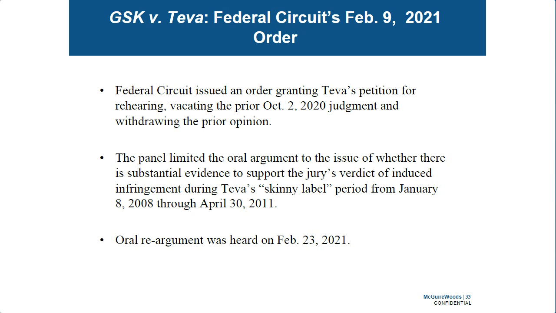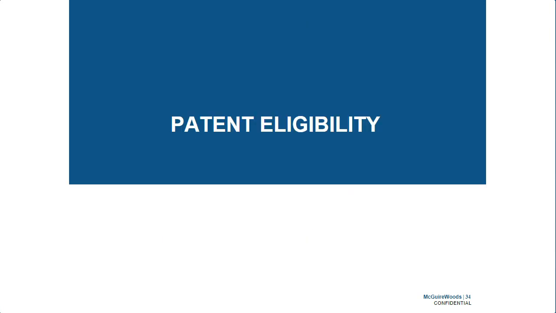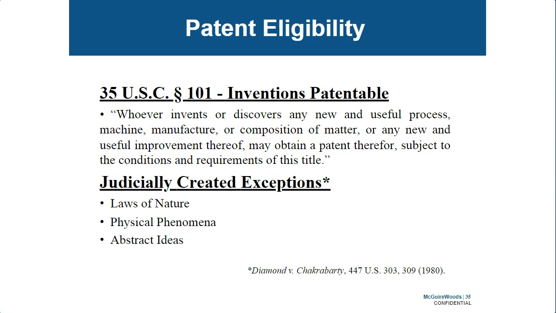So finally, I want to talk about patent eligibility. So under the statute, 35 U.S.C. 101, tells you what kind of invention would be eligible for patent protection. Okay, so the statute says whoever invents or discovers any new and useful process, machine, manufacture, or composition of matter, or any new and useful improvement thereof, may obtain a patent, therefore, subject to the conditions and requirements of this title. But there are judicially created exceptions to 101. That is, to what could be patented.